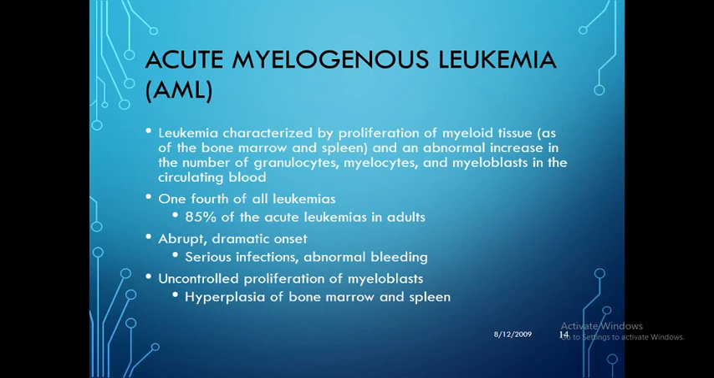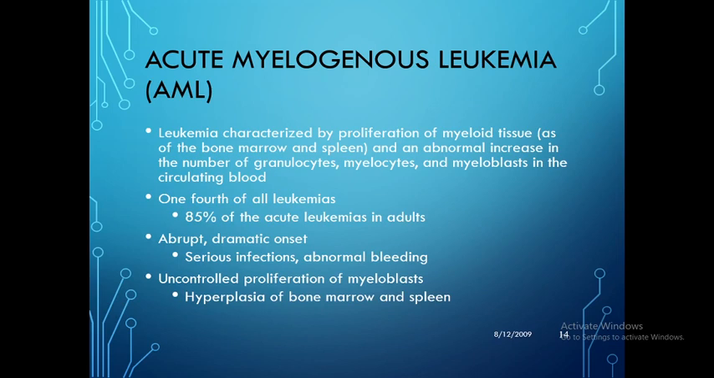AML has an abrupt, dramatic onset. Like all of a sudden, it occurs and it becomes worse. Serious infections and abnormal bleeding can be there. Uncontrolled proliferation of myeloblasts. Hyperplasia of bone marrow and spleen.